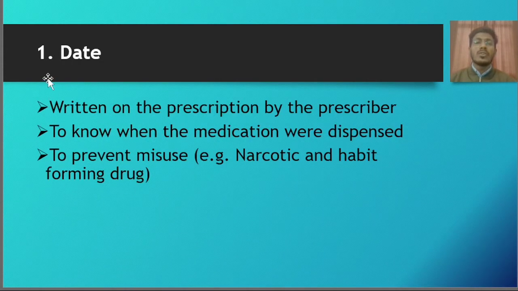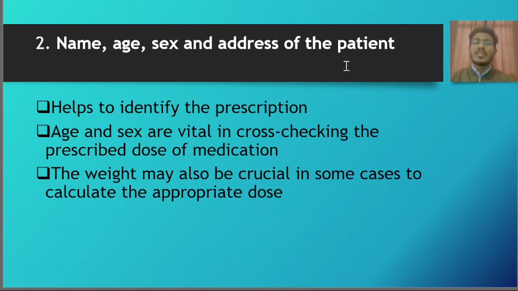So the first one is the date. What is the significance of a date in a prescription? The date in a prescription is generally written by the prescriber, that is the doctor, whoever is prescribing the medicine. This helps us know when the medication was prescribed and dispensed to the patient. This becomes very crucial in the case of narcotic and habit-forming drugs. In such cases, misuse by the patient can be prevented by checking the date when it was first dispensed. After the date, it is the name, age, sex, and address of the patient.